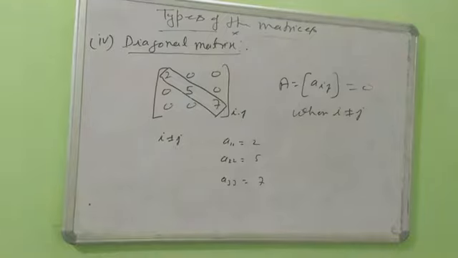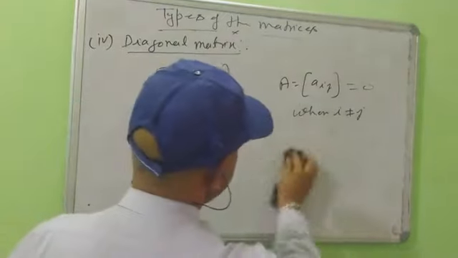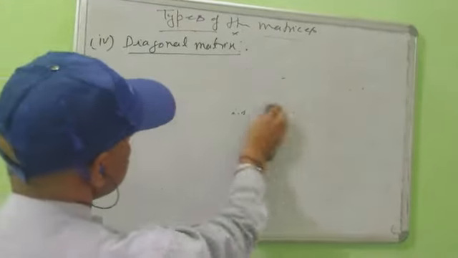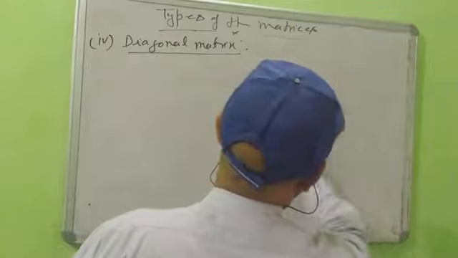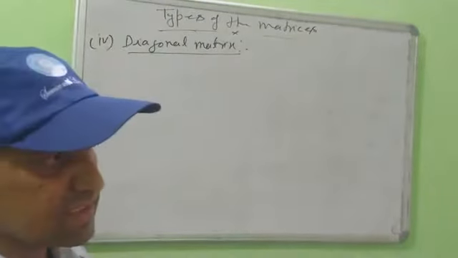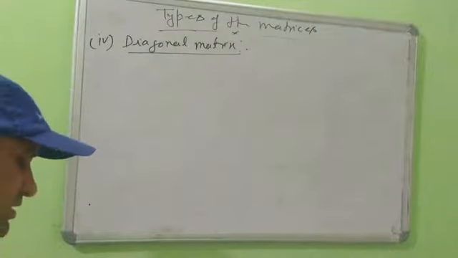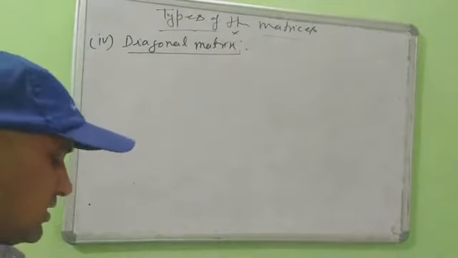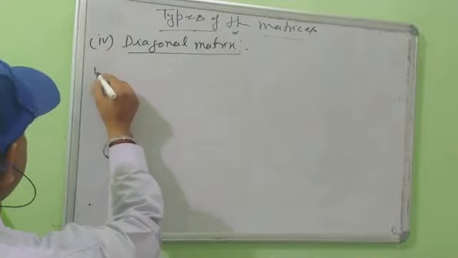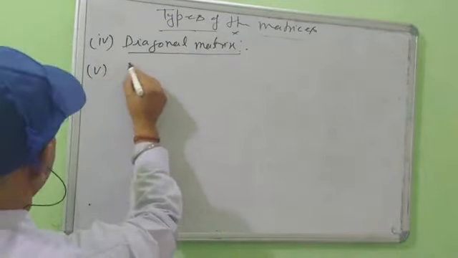First note it down, then we discuss the scalar matrix. What is the scalar matrix? A scalar matrix is also a square matrix. A diagonal matrix is a square matrix, and the next matrix, the scalar matrix, is also a square matrix. This is the fifth point: scalar matrix.